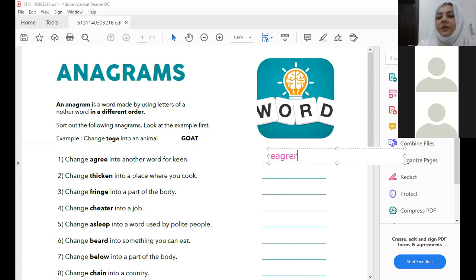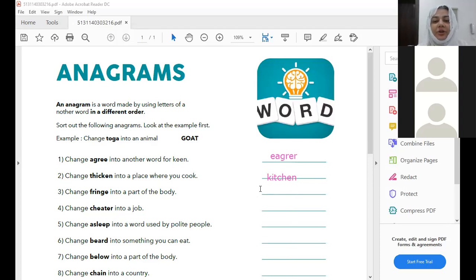Like, I want to do this. And the person who does that, the subject who does that, is eager. Okay? It's eager. The second one is change thicken into a place where you cook. Very, very easy. Yes. Correct.